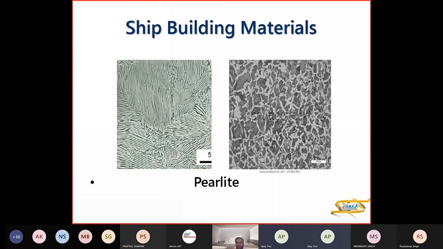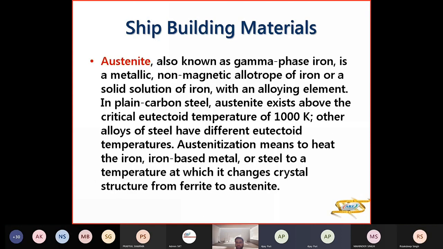Austenite, the appearance is like this. It is gamma phase iron, a metallic non-magnetic allotrope of iron. So cementite, pearlite, all are allotropes of iron, like you have allotropes of carbon as graphite, diamond. These are all allotropes of carbon. So austenite, cementite, pearlite, these are all allotropes of iron. Austenite is non-magnetic. It is metallic but non-magnetic.